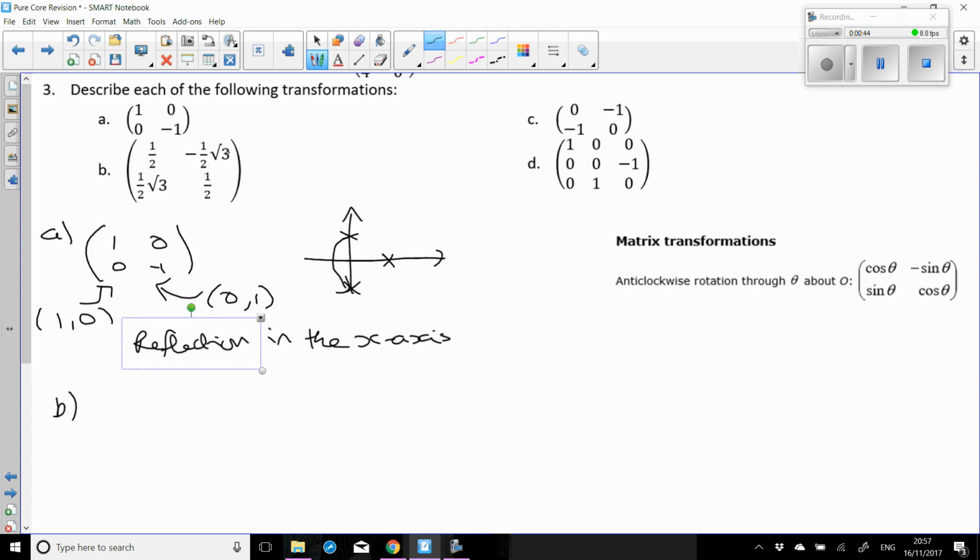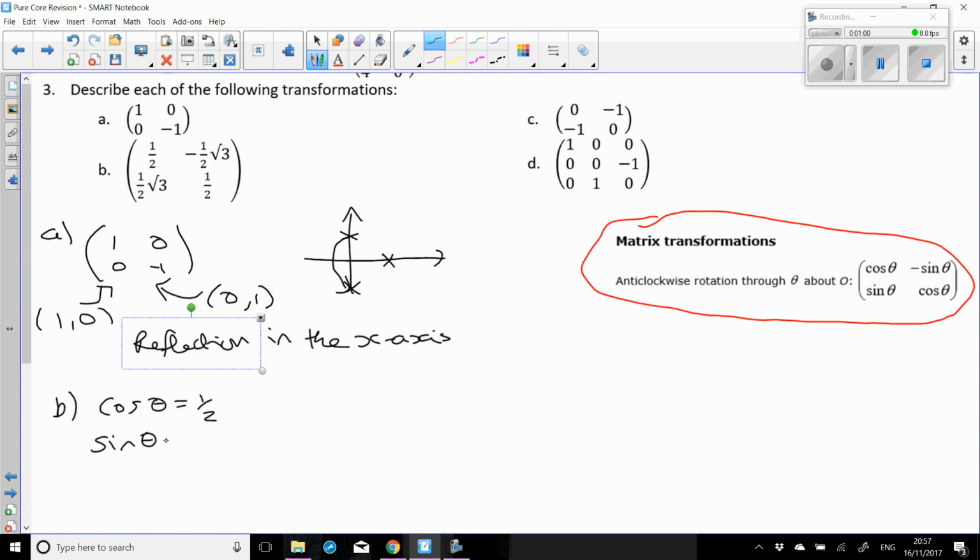Right, the second one, we want to look at our formula book, which is the formula you're given in the formula book. As we can see, matrix B matches this, so that means cos theta is a half, and sine theta equals a half root 3. So therefore, if we do inverse sine on that one, we get theta is 60 degrees. And if you do inverse cos of half in your calculator, or just by knowledge, theta equals 60 degrees.